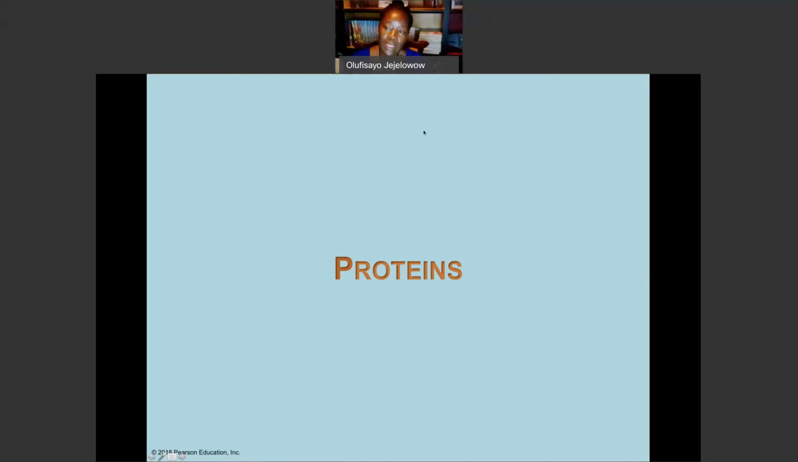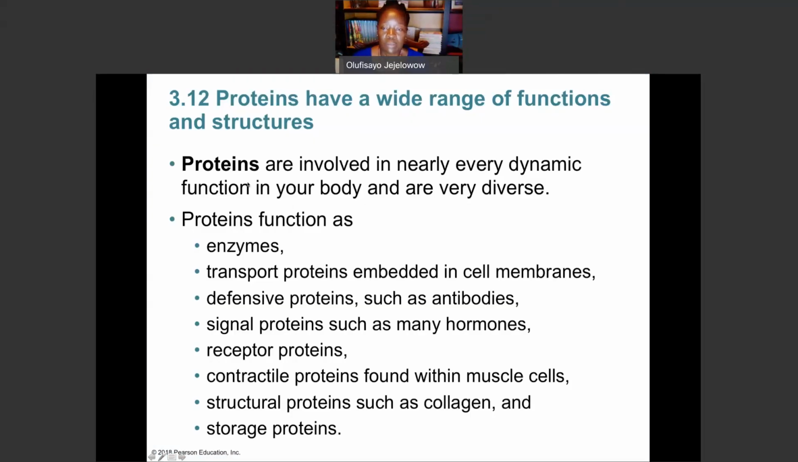Proteins, another class of organic molecules, are very, very important. They are involved in nearly every dynamic function in the body. And there are several types of dynamic functions in the bodies of living organisms. So let's list the functions of proteins. Proteins are important structural and functional parts of living organisms. Now we're looking at the functional side.